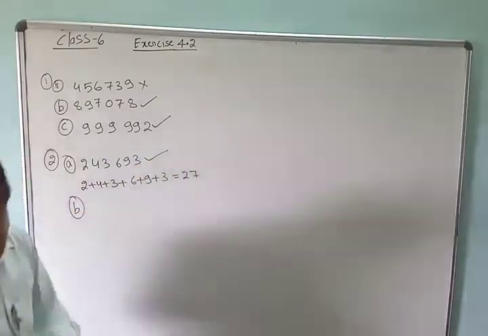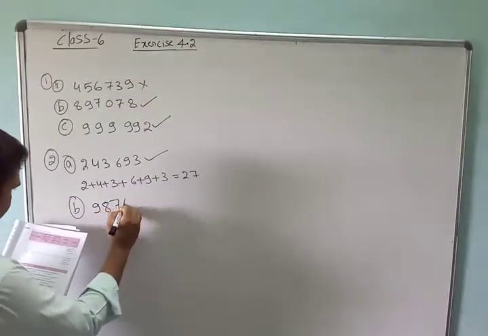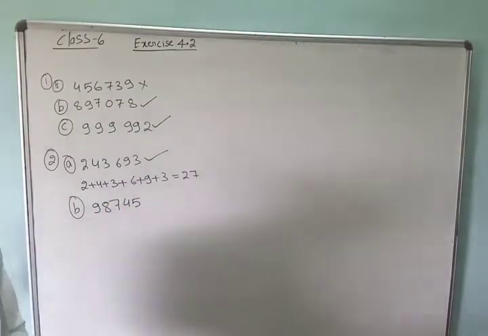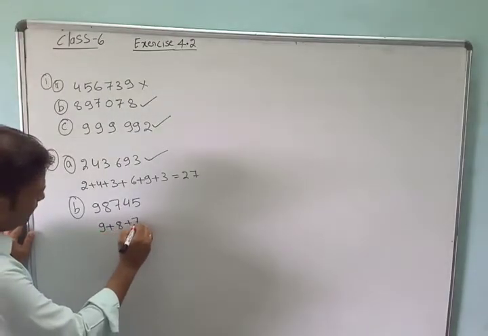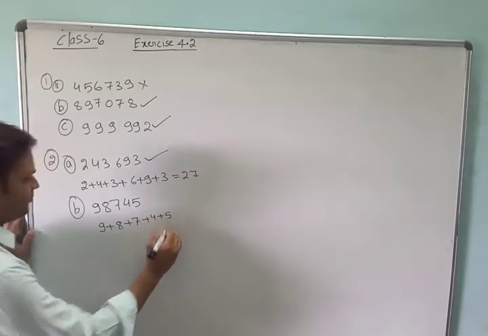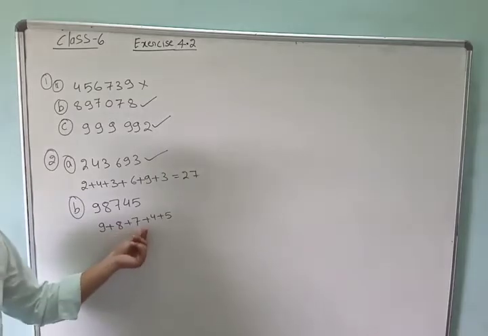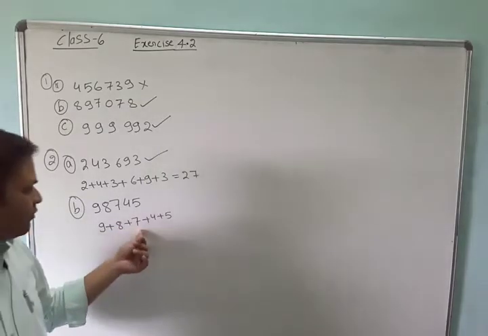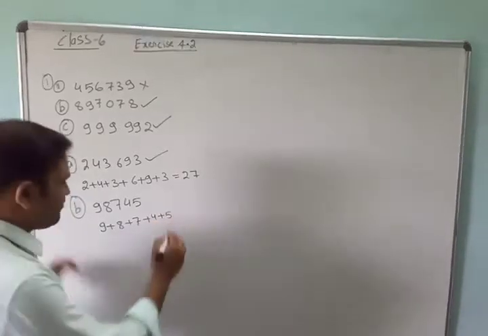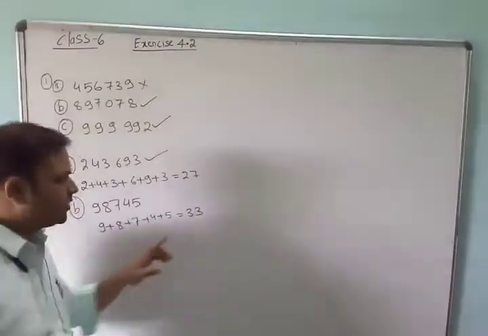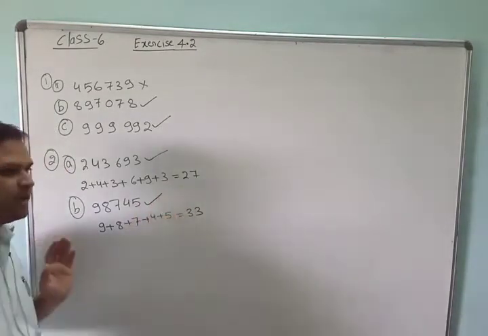B option: 98745. Sum it: 9 plus 8 is 17, 17 plus 7 is 24, 24 plus 4 is 28, 28 plus 5 is 33. So 33 is also divisible by 3. So we can say that the number is divisible by 3.